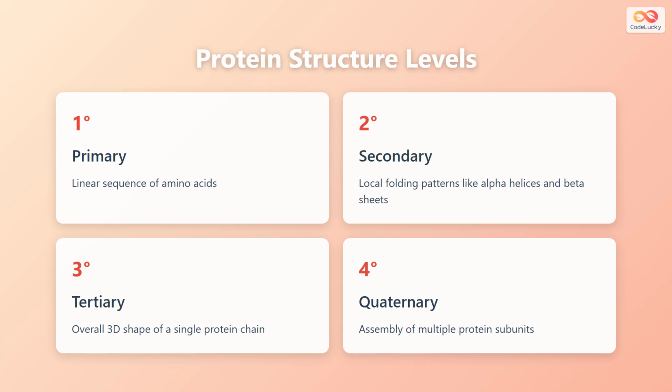Proteins have 4 levels of structural organization. The primary structure, or first-degree structure, is simply the linear sequence of amino acids in the chain. The secondary structure, or second-degree structure, refers to local folding patterns that form within the chain, such as alpha helices and beta sheets. The tertiary structure, or third-degree structure, is the overall 3-dimensional shape of a single protein chain, formed by further folding. Finally, the quaternary structure, or 4th-degree structure, occurs when multiple protein chains come together to form a functional assembly. Each level of structure is critical for the protein's ultimate function.